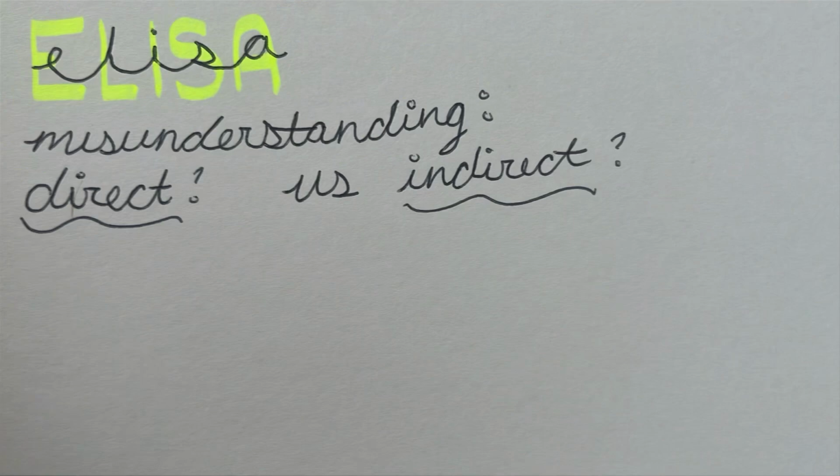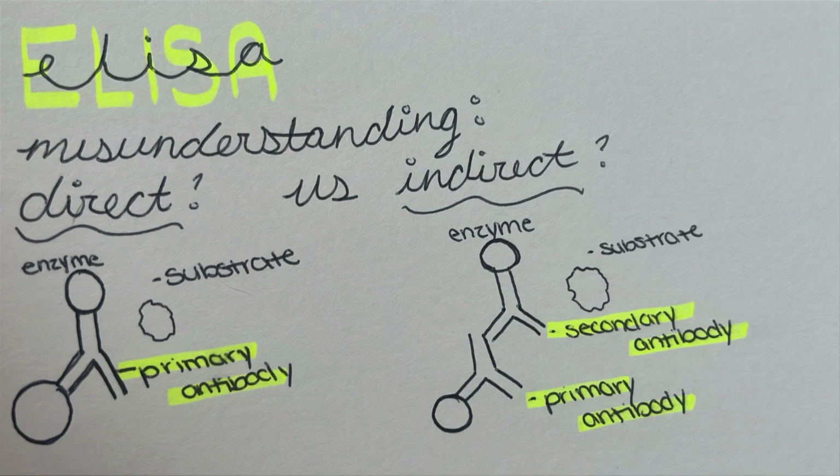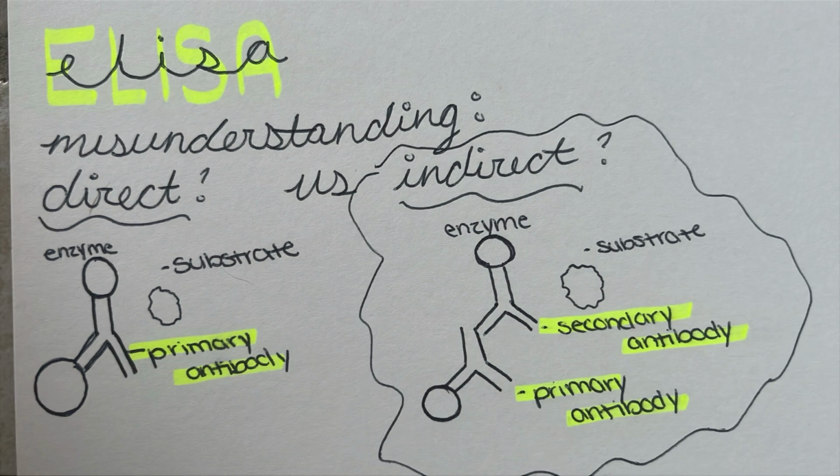ELISA, a laboratory test that is used to detect and measure specific substances like antibodies, antigens, and hormones. My misconception was distinguishing the difference between direct ELISA and indirect ELISA. How I corrected my misunderstanding was watching a YouTube video called 4 Types of ELISA by Lucas Learns and took some notes while watching the video. Direct ELISA uses only one type of antibody, while indirect ELISA uses primary and secondary antibodies. Indirect ELISA has a better advantage because it uses secondary antibodies.